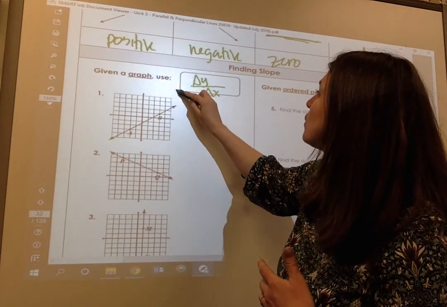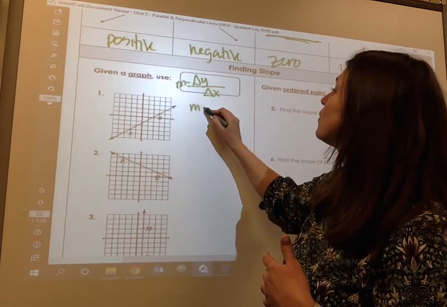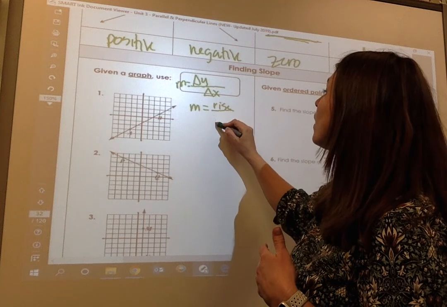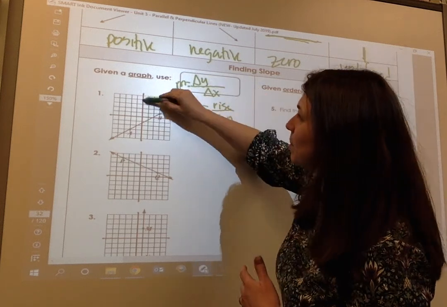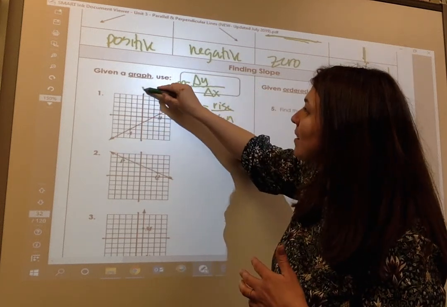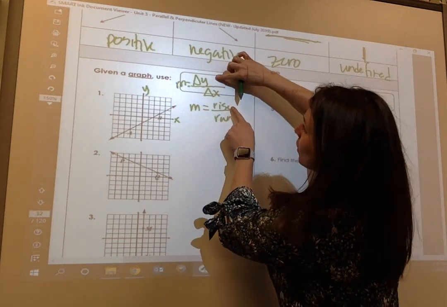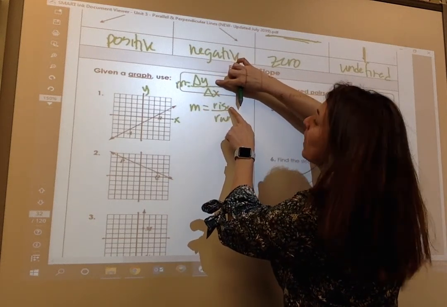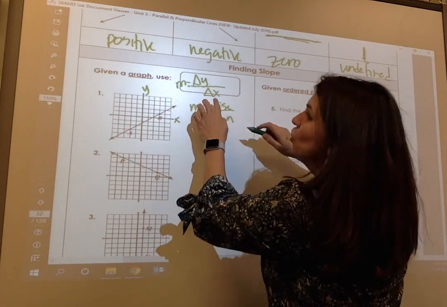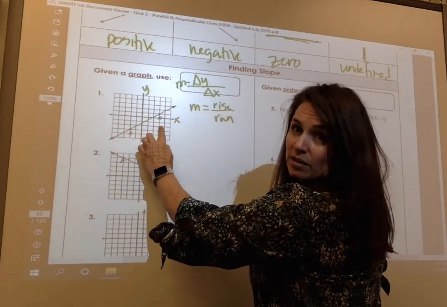We also said that slope was change in y over change in x. We also said that slope was rise over run. And remember, it means the same thing because this is my y-axis and this is my x-axis. So look, my numerators are the same. Change in y is the same as rising. Change in x is the same as running, right?